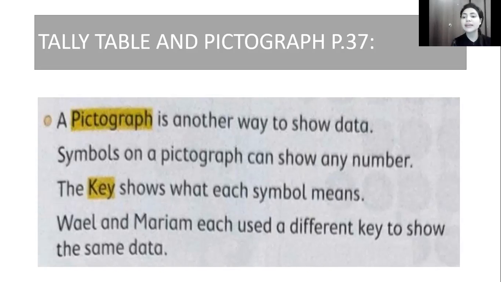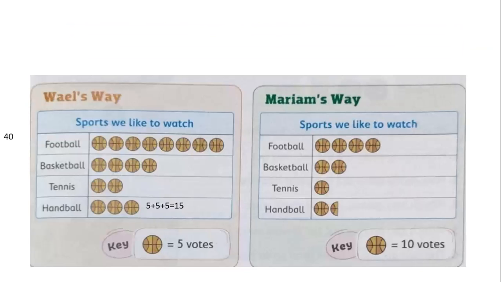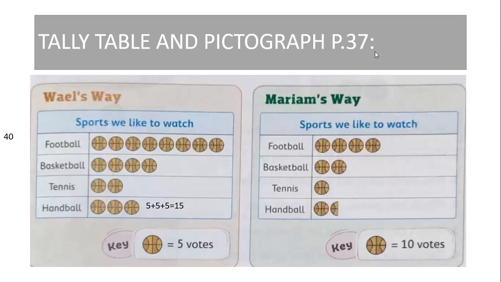If he told me that the key equals 10, so this ball is not equal 1, not equal 5, it is equal 10. That's the key. You will understand from the coming example.